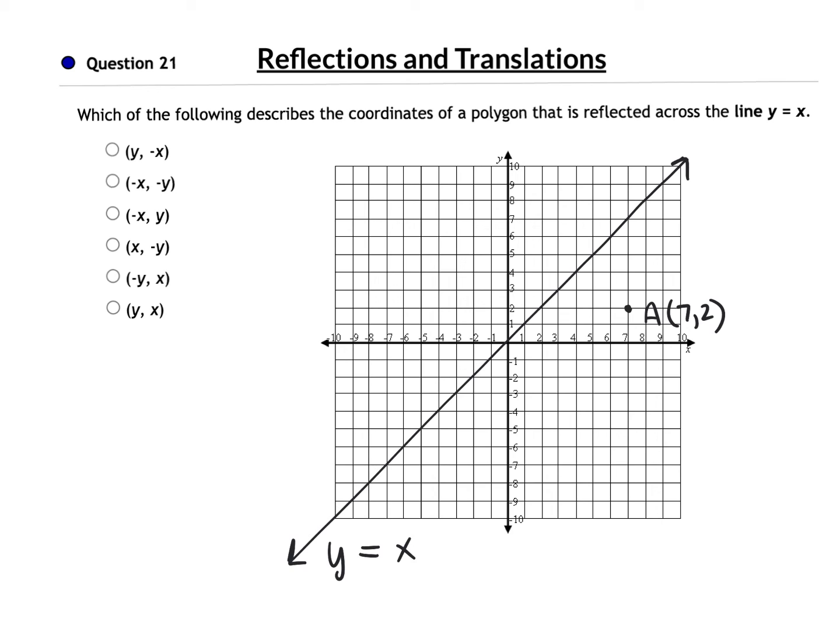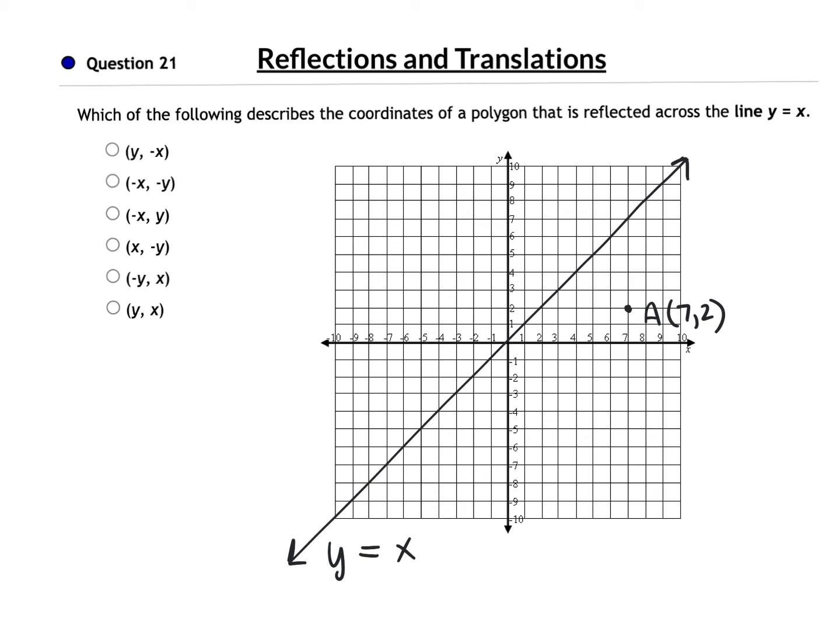Question 21. Which of the following describes the coordinates of a polygon that is reflected across the line y = x? Here I've got the coordinate plane. I drew in the line y = x. Reminder, that's the points 1, 1, 2, 2, 3, 3, 10, 10, -10, -10. I picked a point just to see what would happen to it. I called it A. It is the point 7, 2.